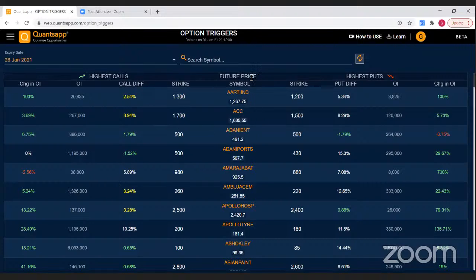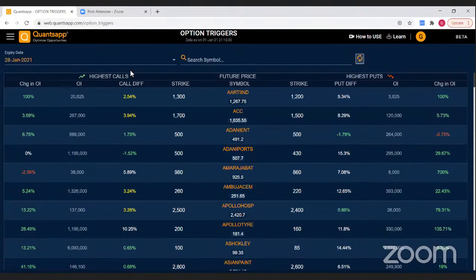So here, option triggers is very simple to look into. You can see the future price here. The future price is for the stock. So for a particular stock, this indicates the future price, which you can see here.